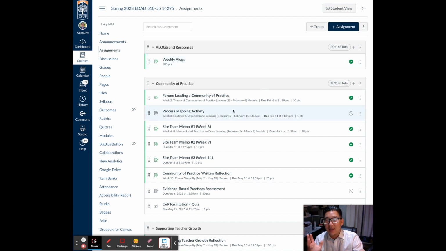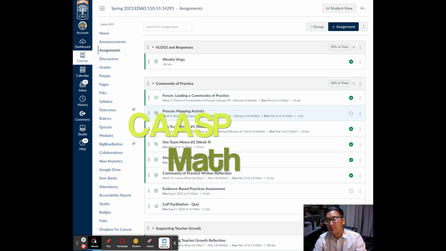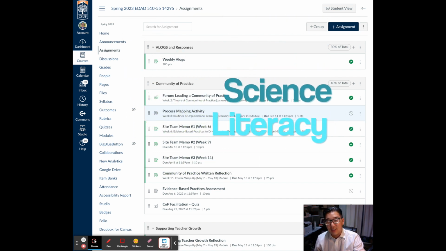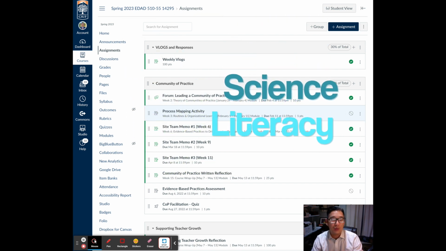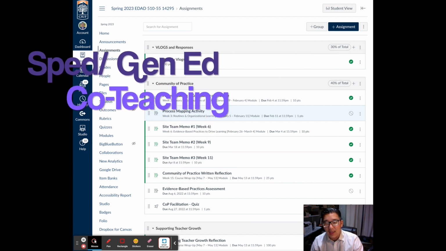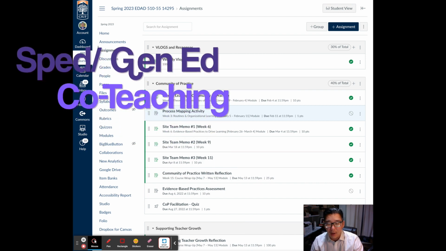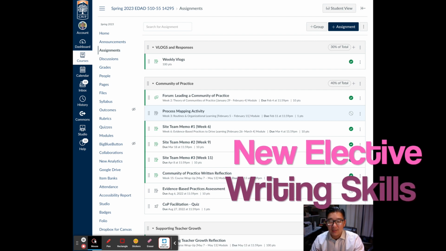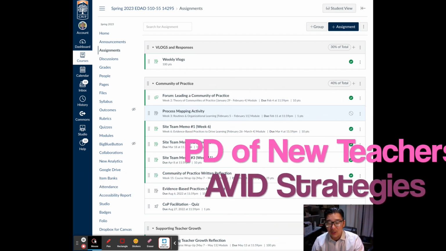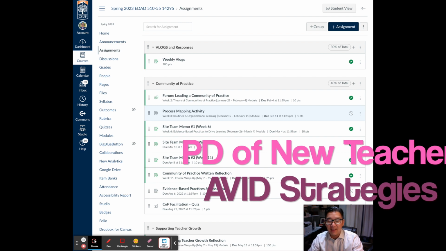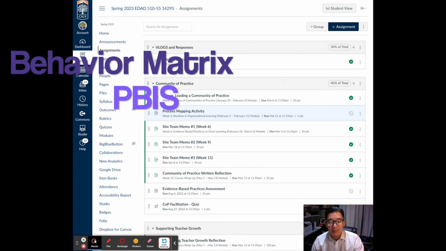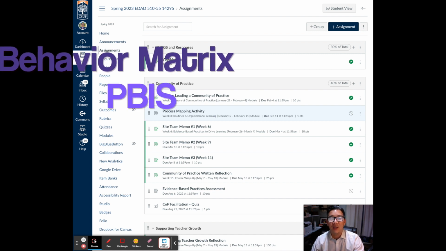First of all, they've identified an area that they want to improve. And so this could be CAS test scores or math proficiency, science benchmark skills, literacy skills, collaboration between special education and gen ed, co-teaching models. It could be a new elective, writing skills, the professional development of new teachers, AVID strategies across the board, school-wide behavior systems and behavior supports, positive behavior interventions and support.